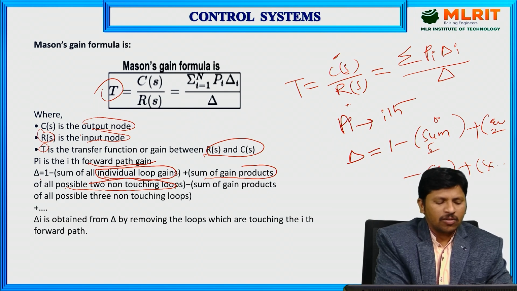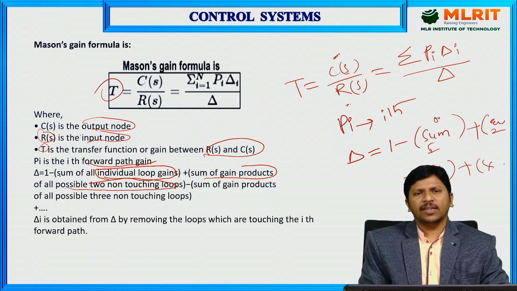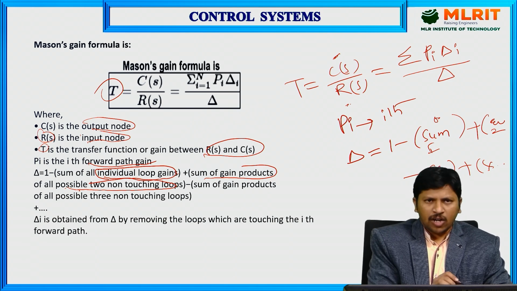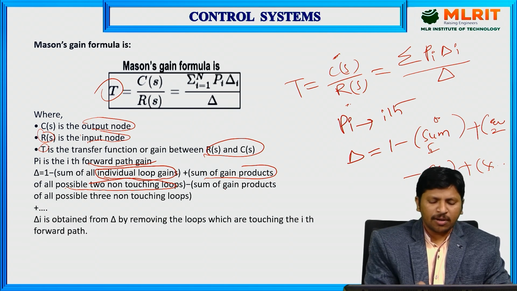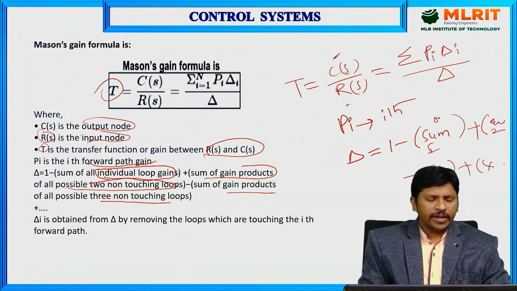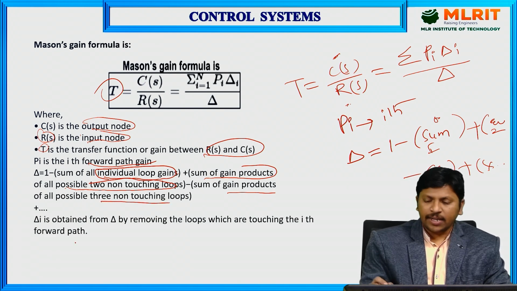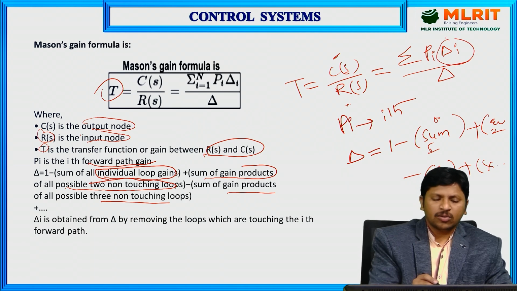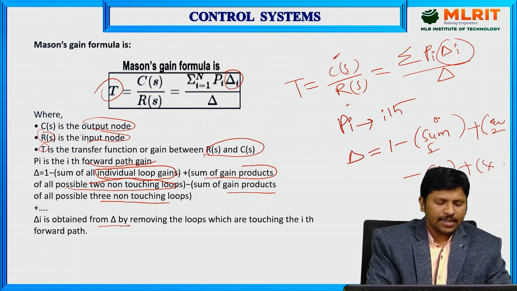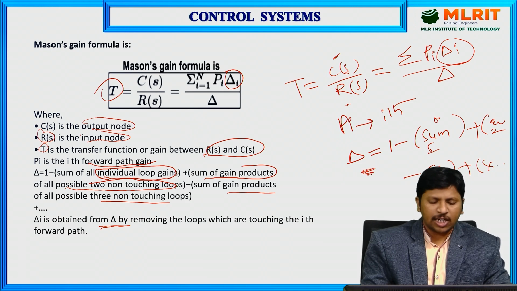Delta_i equals 1 minus the sum of all individual loop gains, plus the sum of gain products of all possible two non-touching loops, the sum of gain products of all three non-touching loops, and so on. Delta_i is obtained from delta only, considering the loops which are not touching the ith forward path.